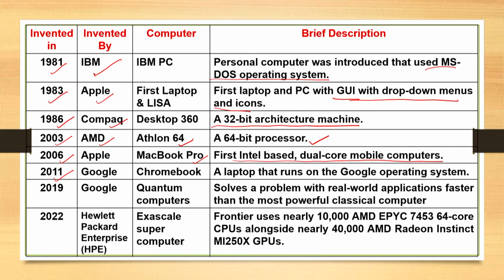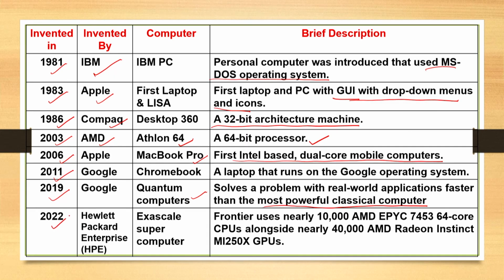Google operating system means what? Your Android operating system. In 2019, Google again developed quantum computers. Quantum computers are what? These are used to solve problems with real world applications faster than the most powerful classical computers.